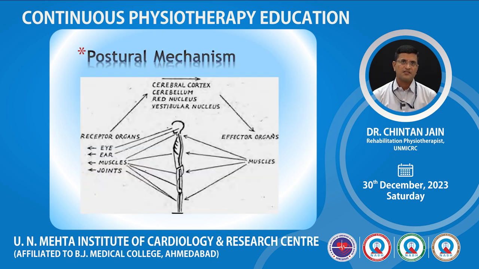So this one image is the whole understanding of the postural mechanisms. First, the receptor organs, that is the afferent response, comes from the eye, vision, the ear, that is the vestibular system, then muscles, then joints, proprioception. From all of them the afferent response goes to the higher center, that is the cerebral cortex, cerebellum, red nucleus, vestibular nucleus. From there the response goes to the effector organs, that is the muscles, all the anti-gravity muscles, to maintain our postural mechanism or erect posture.